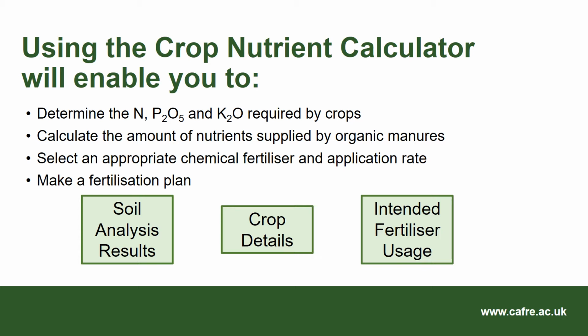Most importantly, it enables you to determine the correct type and application rate of manure or fertiliser to ensure that you do not exceed the crop requirement or breach NAP regulations. To use the CAFRE Crop Nutrient Calculator, you simply enter soil analysis results, crop details and intended fertiliser usage. It will produce a report which satisfies all the requirements for a fertilisation plan and can be updated as required. You can then present your plan either electronically or in a paper format.